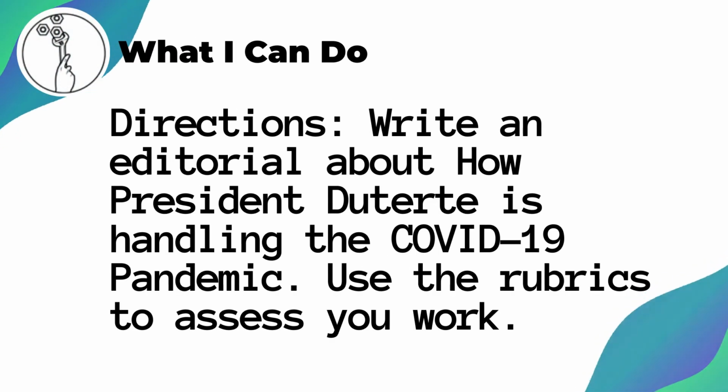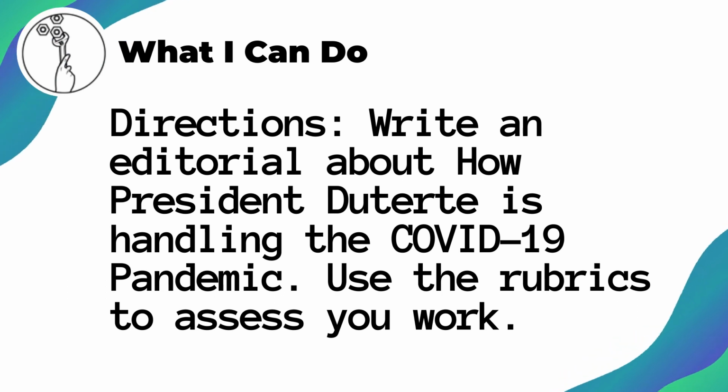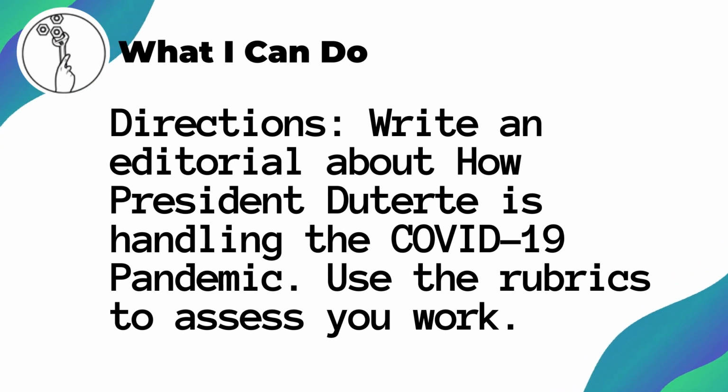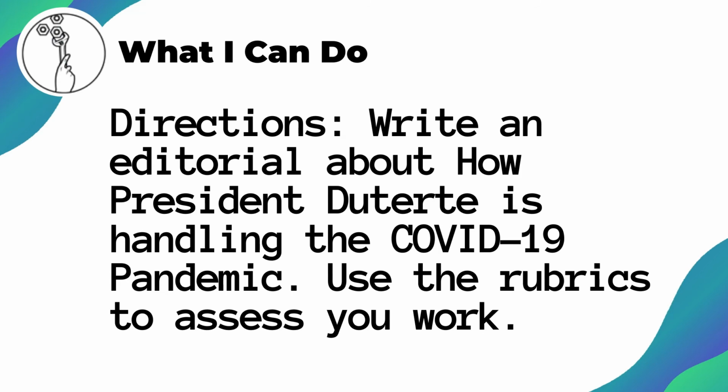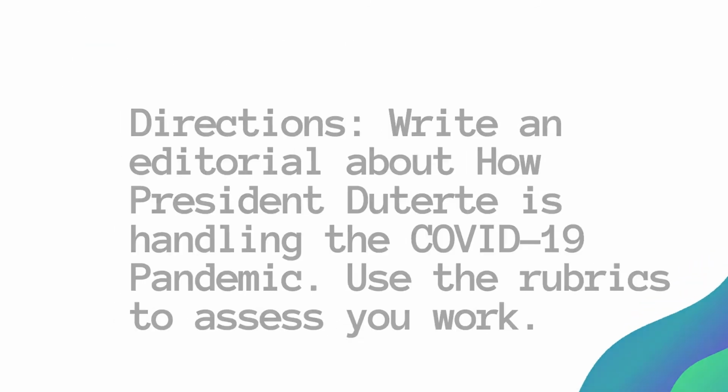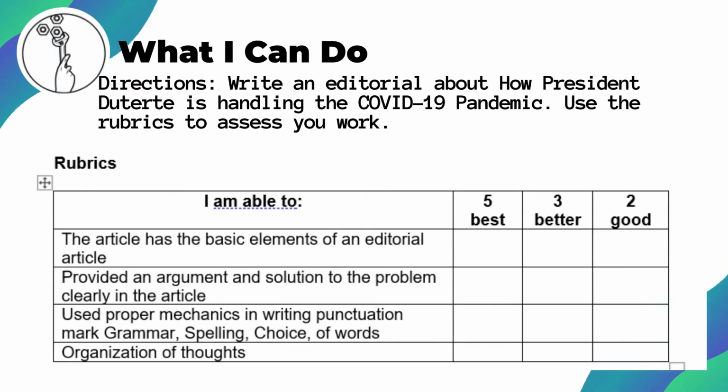Let's go to what I can do. Directions. Write an editorial about how President Duterte is handling the COVID-19 pandemic. Use the rubrics to assess your work. Here is the rubrics. The article has the basic elements of an editorial article. 5 if best, 3 if better, and 2 if good. Provide an argument and solution to the problem clearly in the article.